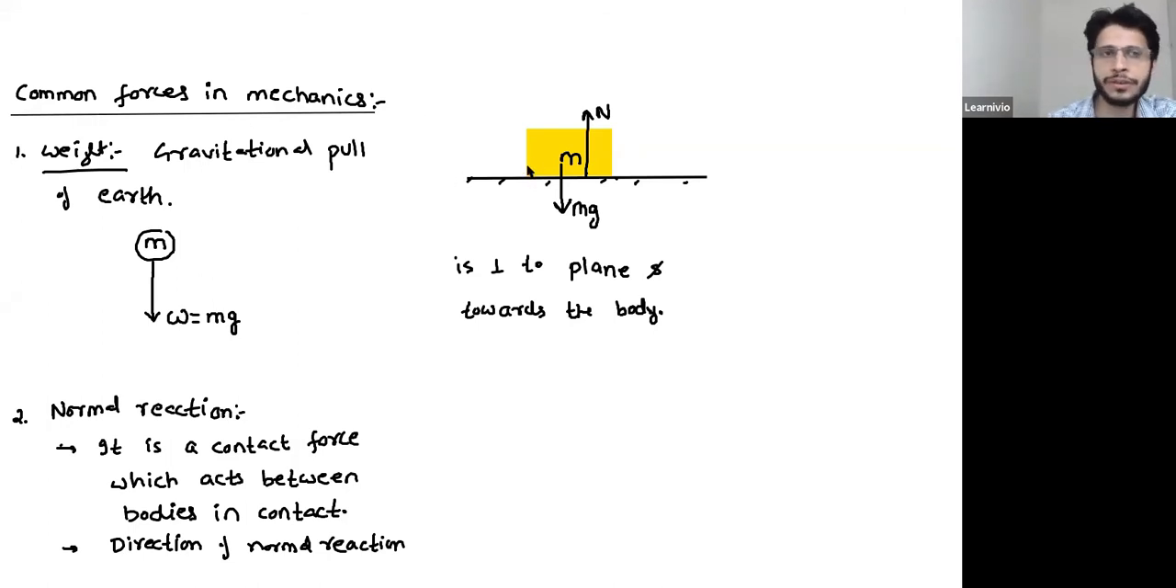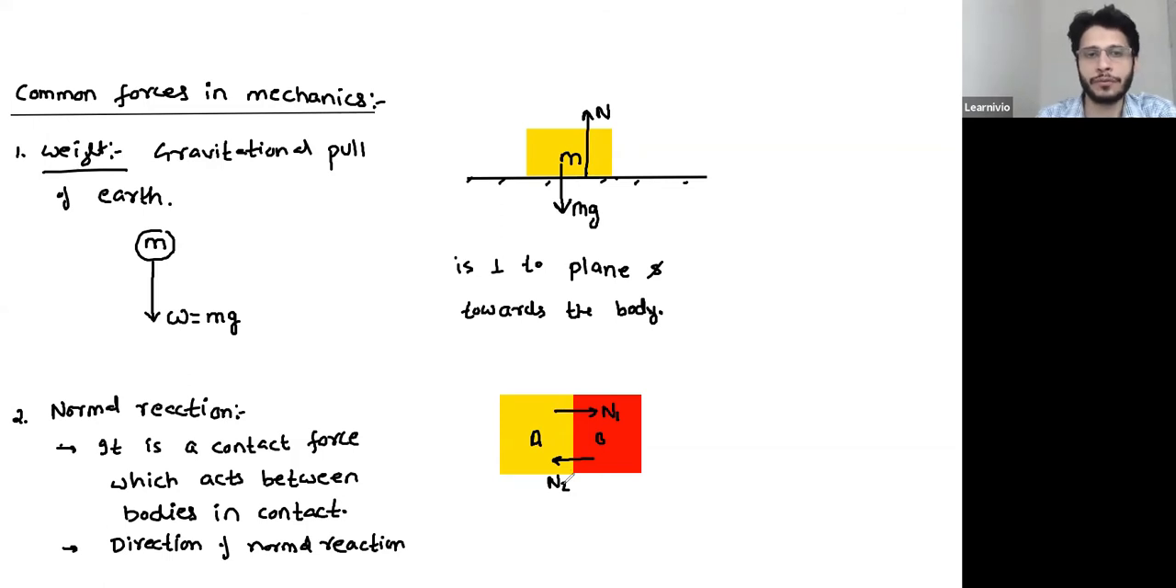The contact could be in this way, or the contact could be in this way. This is also a type of contact. I take this body, then I take another body, and place them in contact. This is body A, this is body B. This is one normal reaction. This is another normal reaction. These normal reactions are acting on the bodies when they are placed in contact. It always acts perpendicular to the plane and towards the body.